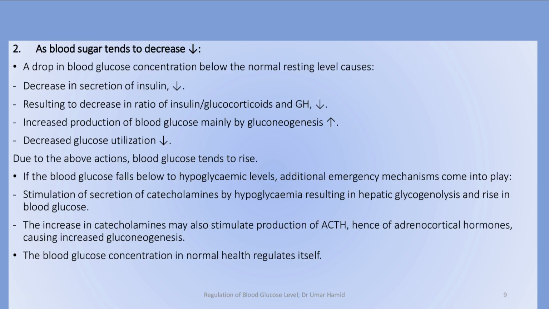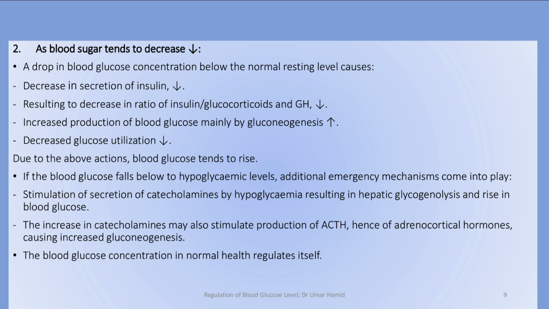As blood sugar tends to decrease, a drop in blood glucose concentration below the normal resting level causes decrease in secretion of insulin, resulting in a decrease in the ratio of insulin to glucocorticoids and growth hormone. Increased production of blood glucose, mainly by gluconeogenesis. Decreased glucose utilization. Due to the above actions, blood glucose tends to rise.